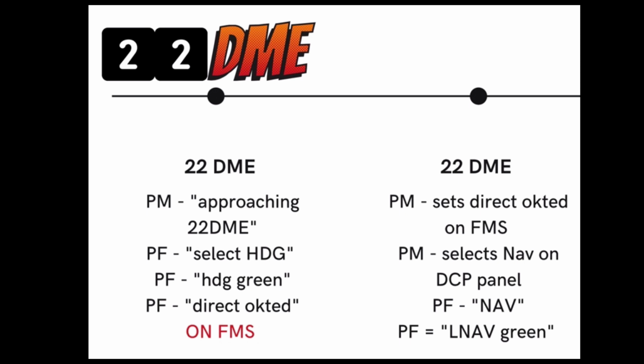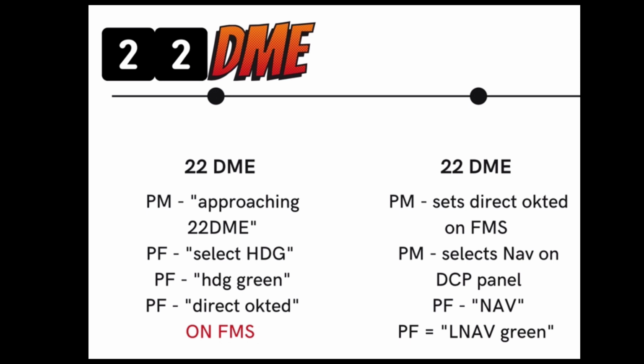We cannot go from a raw data source to a FMS source without going to heading mode in the middle. So we need to use our DCP for that. We are on raw data. We were on a radial all the way up to 22 DME. So by selecting heading, we'll go back into heading mode. We then can use our DCP to tell the system that we want to use the FMS. We press FMS. Once that is done, we can go back to nav on our flight guidance system, and by doing that, we will then see LNAV in green.